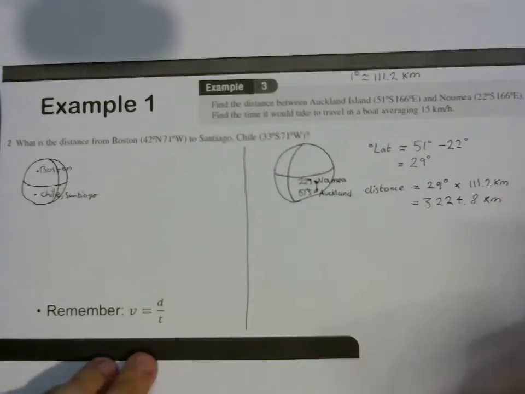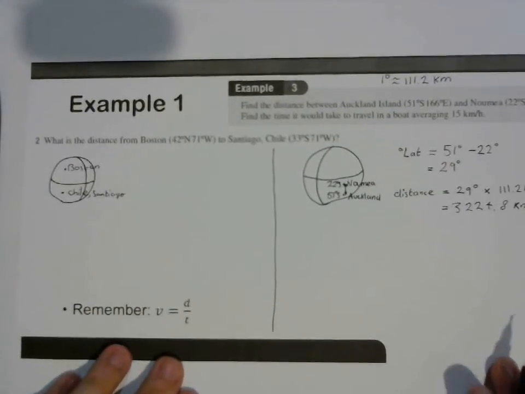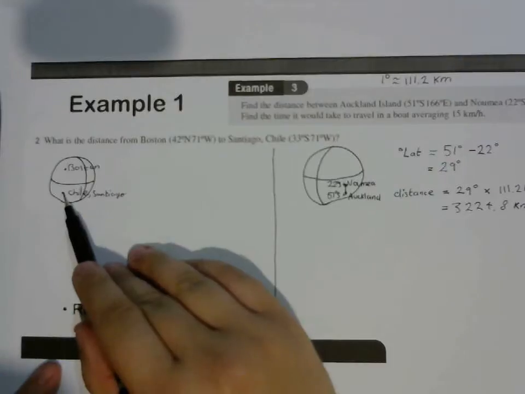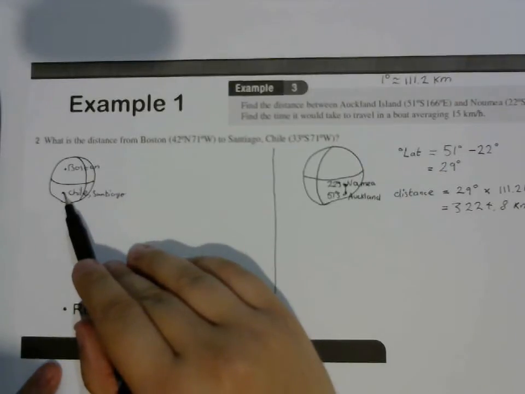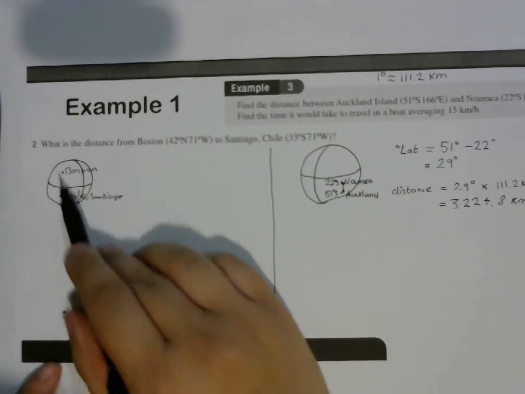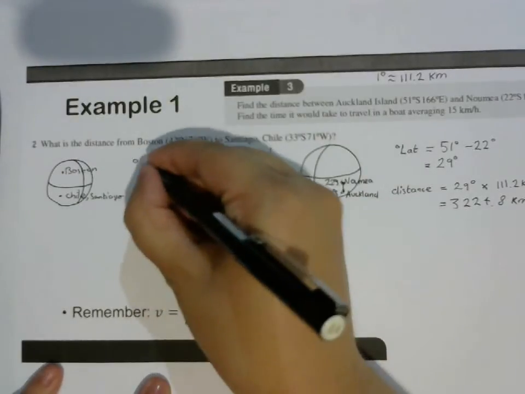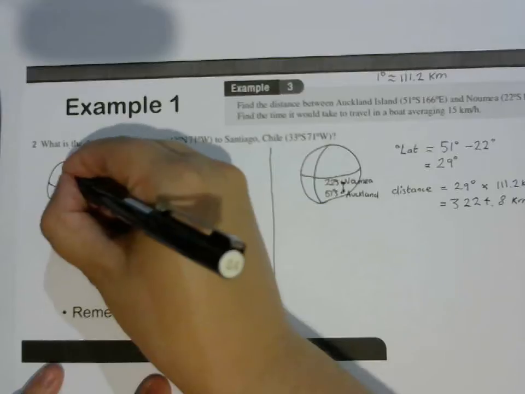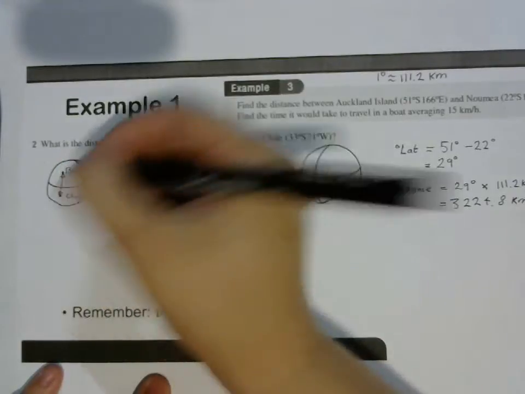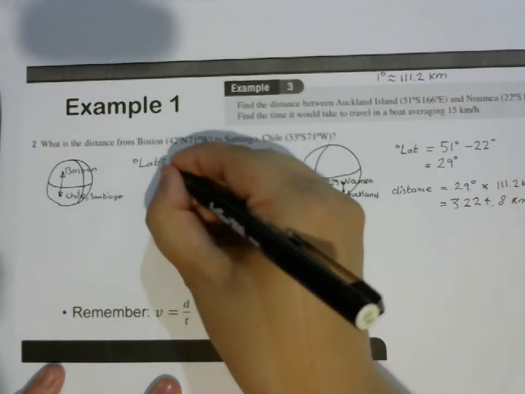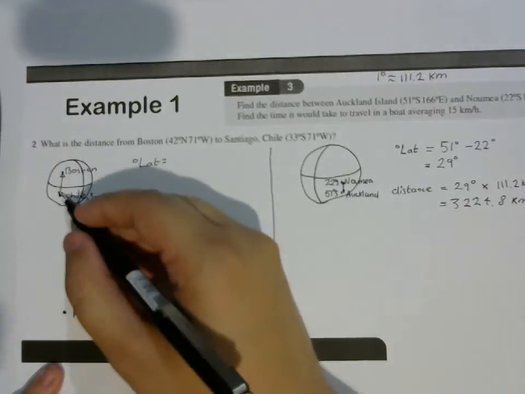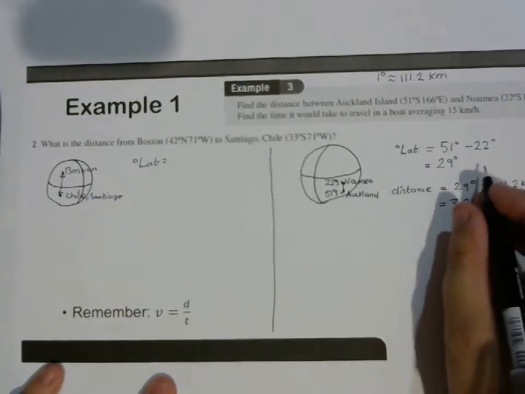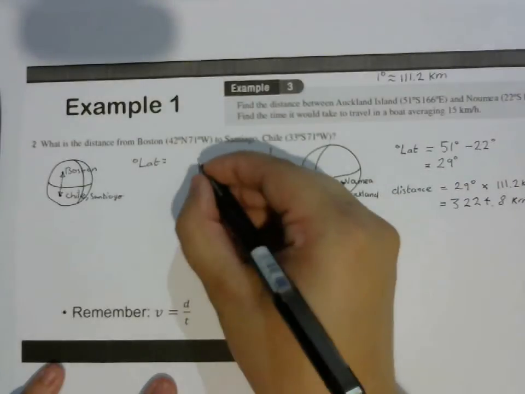Now let's try that in this situation here. So we've got Boston in the north and Santiago, the capital of Chile, in the south. A similar method. So again, we want to find the degrees latitude. We want to find the distance between Boston and Santiago. But in this case, they're both on opposite sides of the equator. So in this case, instead of taking them away, we're going to add these.